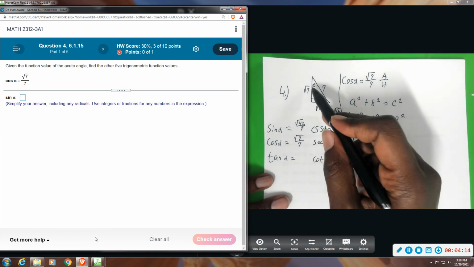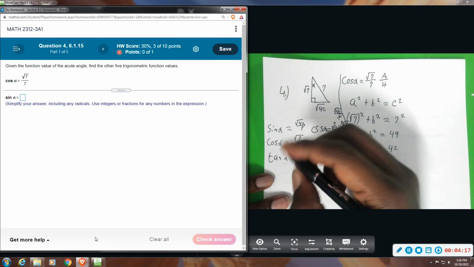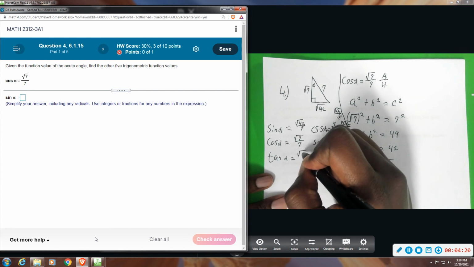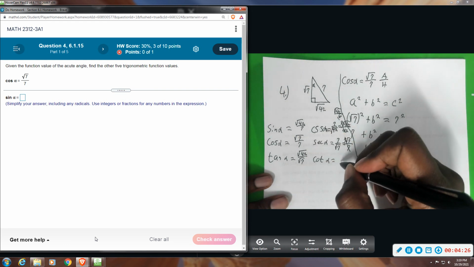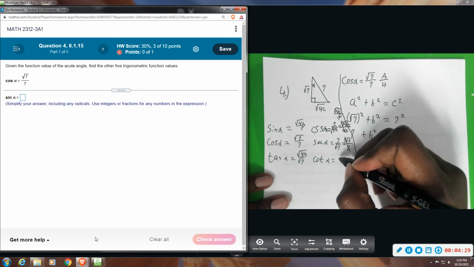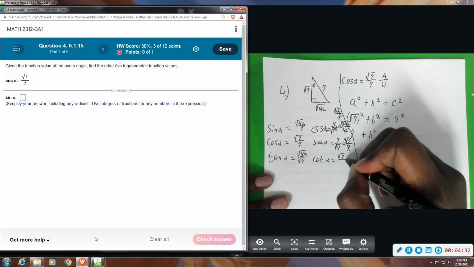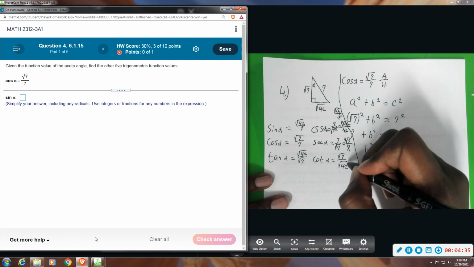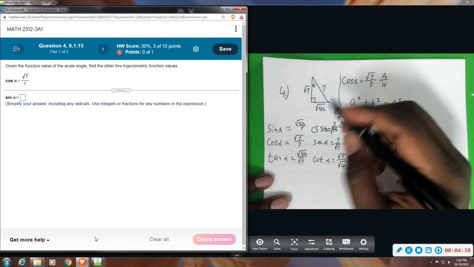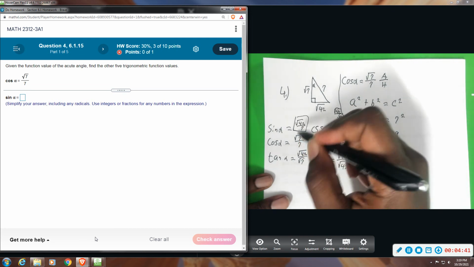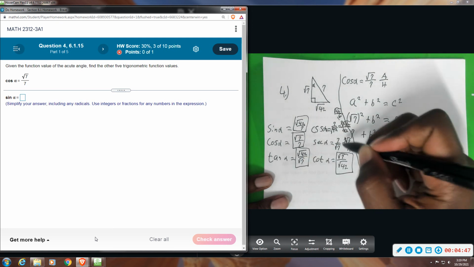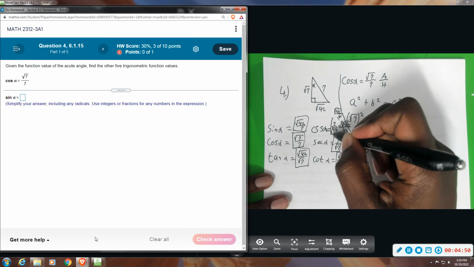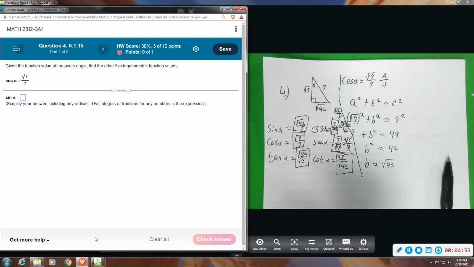And then tangent is opposite over adjacent, so it would be square root of 42 divided by square root of 7. And then if I flip that, that will be square root of 7 over the square root of 42. Okay, kind of messy. I might just leave them as they are, because trying to rationalize them, you might not follow that just yet. Might be easier just for you to do the 6 trig functions. So against my better judgment, I'm going to leave it like that.